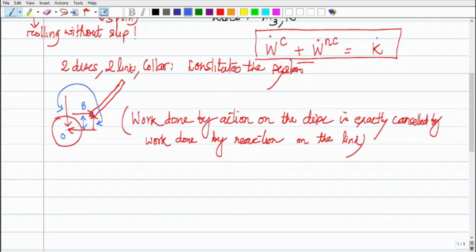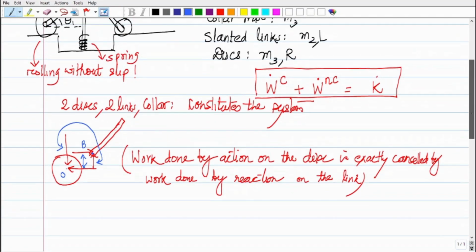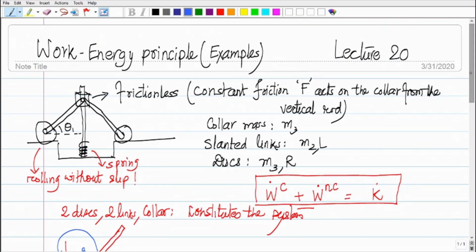But there could be a situation when the action and reaction are acting on the point of application which does not undergo the same displacement. In that case, the work done by action reaction pairs will not be 0. Okay? See, for example, we can see this here also. Look at this collar.